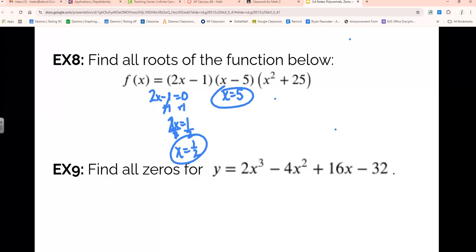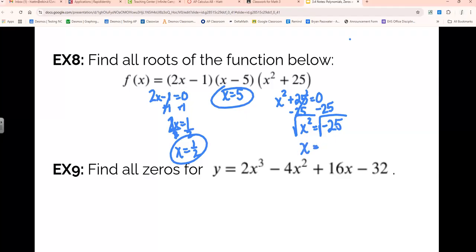So the last part right here, I want to know where x squared plus 25 would equal 0. You can use quadratic formula on this if you want, but where you don't have that middle term, it's a lot easier just to solve like you would a regular equation. So to solve this, I would have to subtract 25. And so I'd get x squared equals negative 25. And then what do I have to do to get rid of that square? Square root, right? Square root is the inverse of a square. So I would square root both sides.